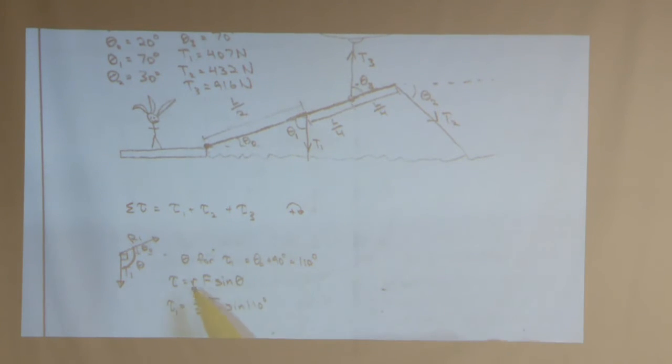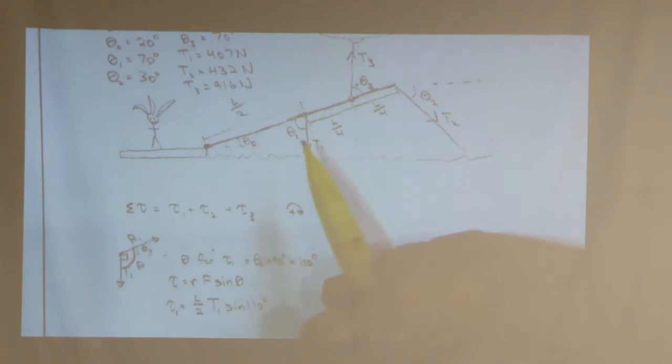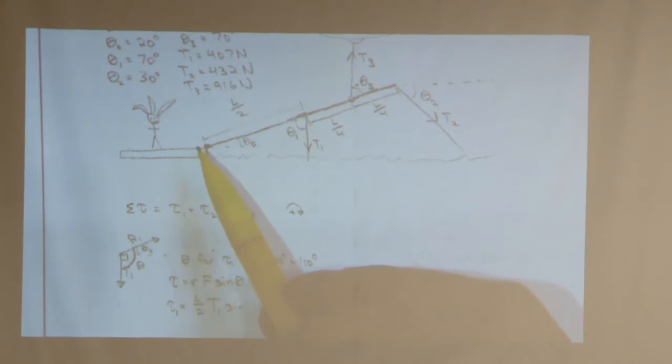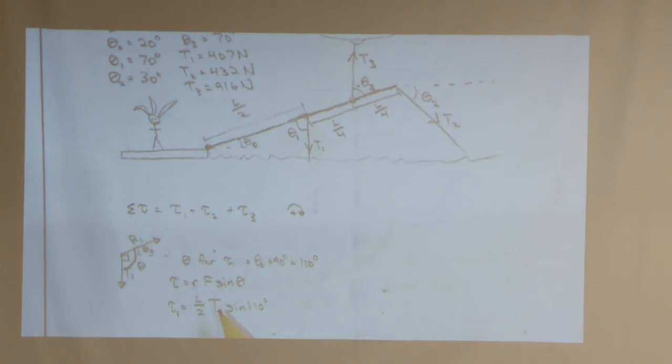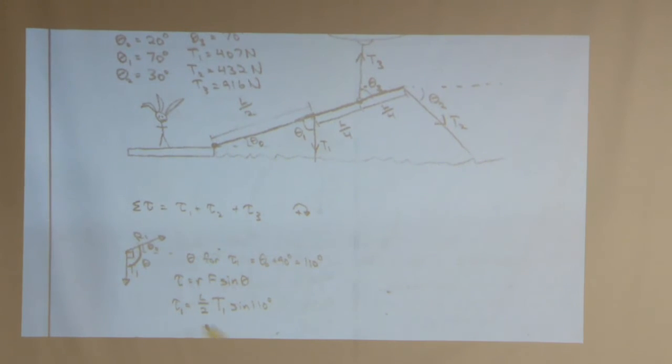So again, to calculate torque, the definition is r F sine theta. So r is the distance from the center of rotation. So we have L over 2. And then we have to multiply by the force, which is T1. And then we multiply by sine of the angle between them. And we just found that the angle is 110. So we have an expression for torque 1 with everything known.